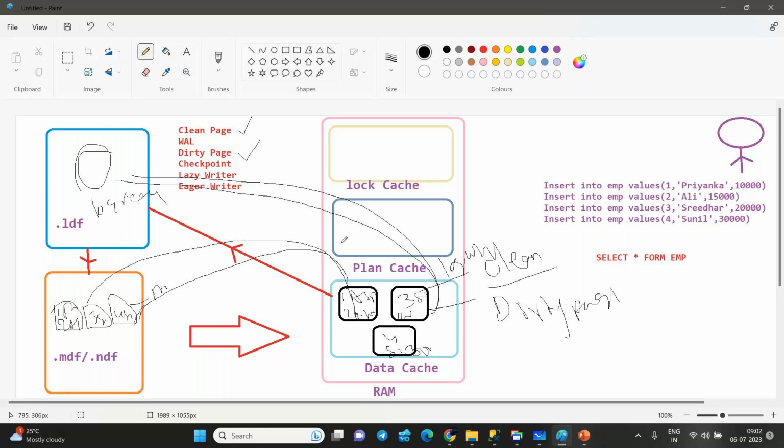Clear? Not clear? Clear, sir. Okay. Now, sir, now we can control the checkpoint.